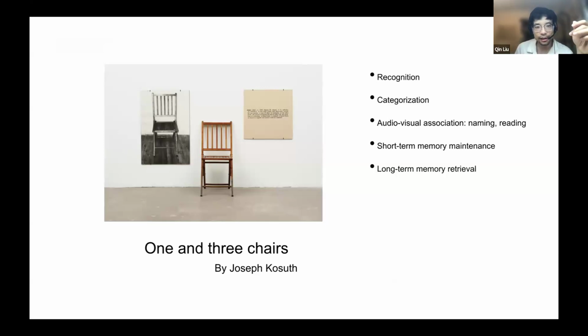So here is one famous conceptual art piece, One and Three Chairs. In this piece of art, the artist Joseph Kosuth presented a real chair, a picture of that real chair, and then a dictionary entry of the word chair. I guess the artist's point was that the concept chair exists in multiple dimensions in different semantic fields. But this is also a very good example of a neuroscience problem.